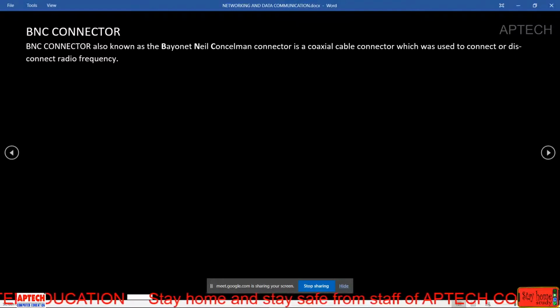So, the British Naval Connector. If you look through the videos which I posted recently, I talked about these things. Basically, it's part of the coaxial cables, which they used a lot in the olden days. Especially the British used it for radio transmission. That's why they ended up calling it the British Naval Connector, but that's not the original name.